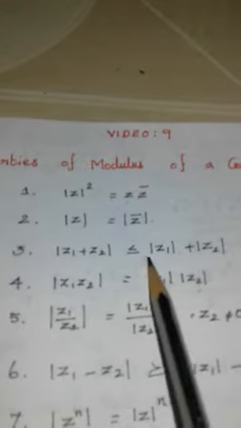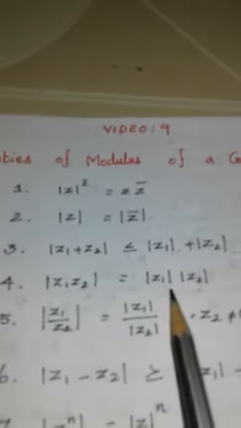Third property: modulus of z1 plus z2 is less than or equal to modulus of z1 plus modulus of z2. Fourth property: modulus of z1 into z2 is equal to modulus of z1 into modulus of z2. Fifth property: modulus of z1 by z2 is equal to modulus of z1 divided by modulus of z2, where z2 is not equal to 0.